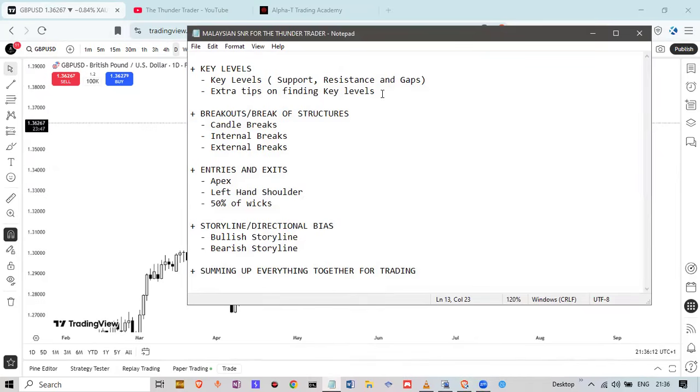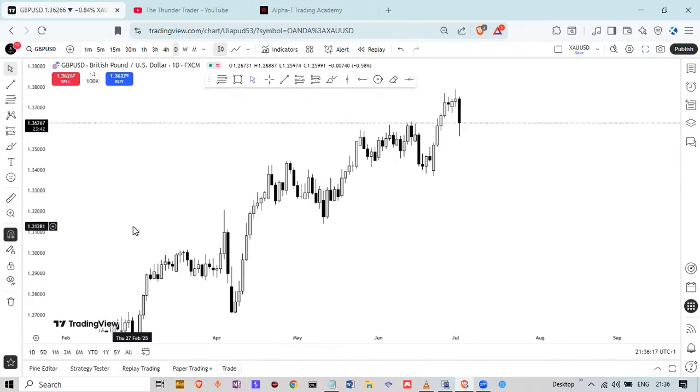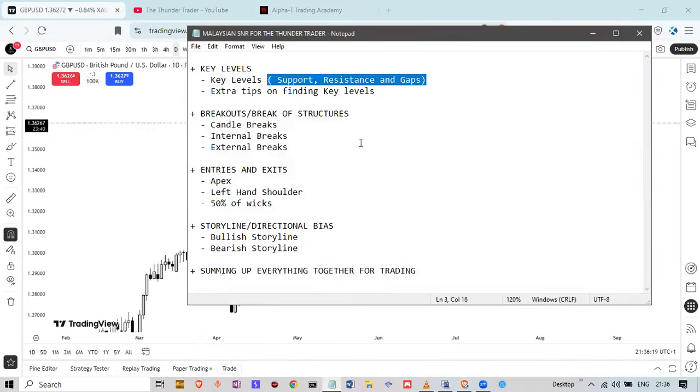When you're dealing with Malaysian SNR, the first thing you want to deal with is your key levels. So there are three types of key levels. Let's check them out. The first one is gaps.